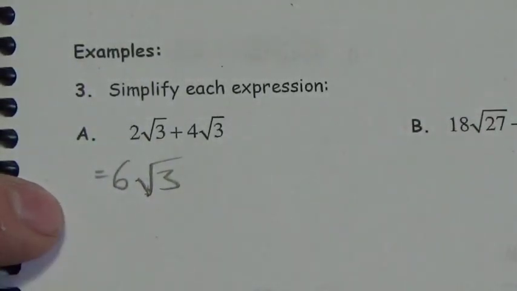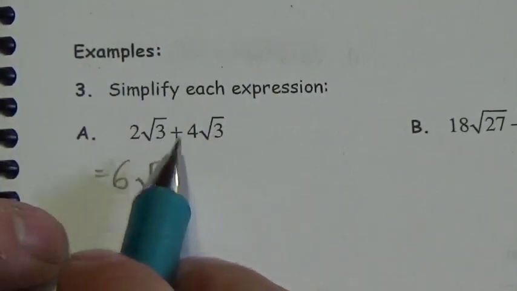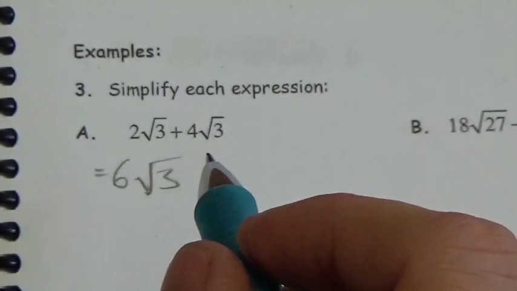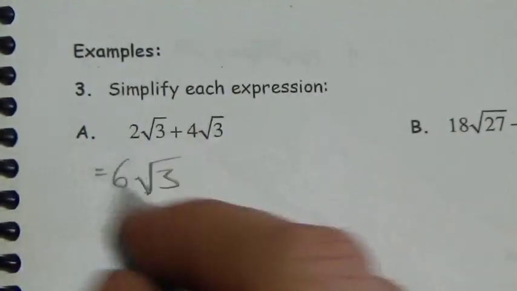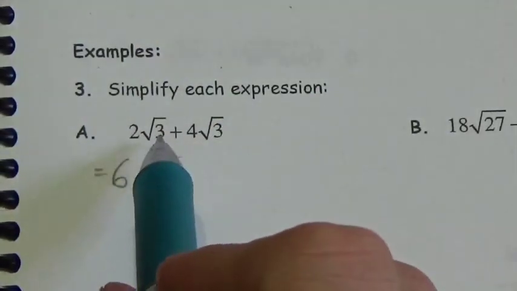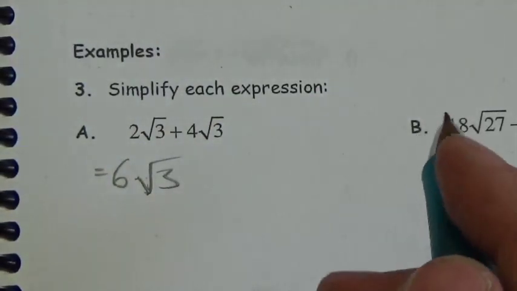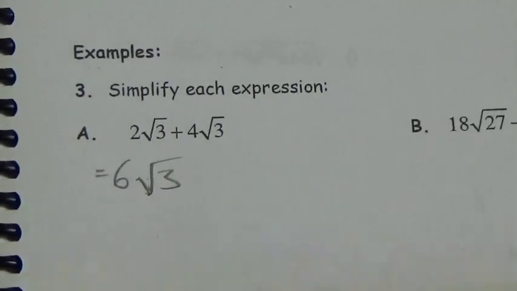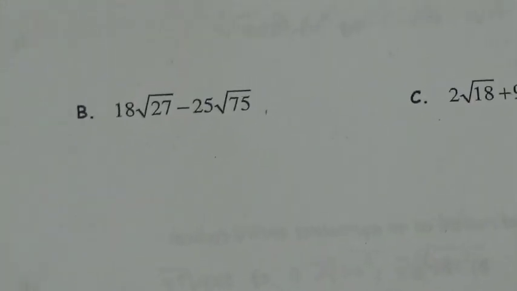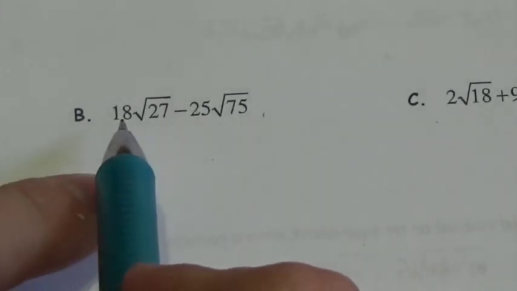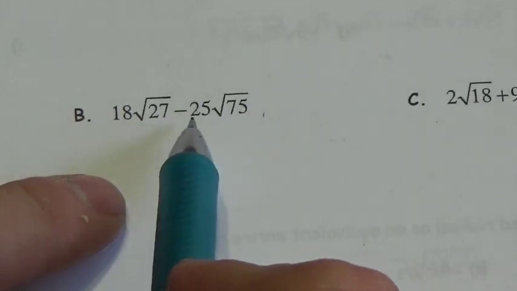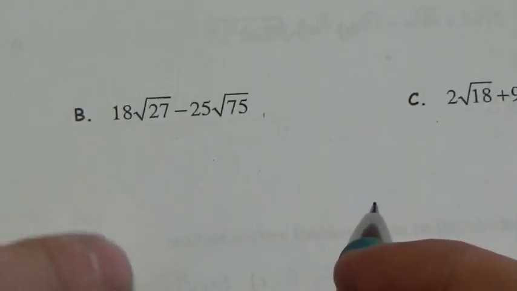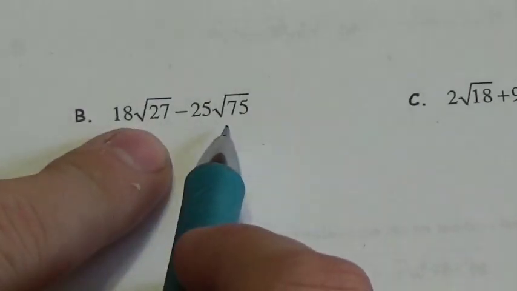Don't worry about going beyond that. This is all I want you to do. Identify the number of root 3's you've got. The only other work that I would expect you to do in a question similar to this would be to simplify the radical down if possible. That's it. So, just by way of an example here, I've got 18 root 27's and I want to subtract 25 root 75's.